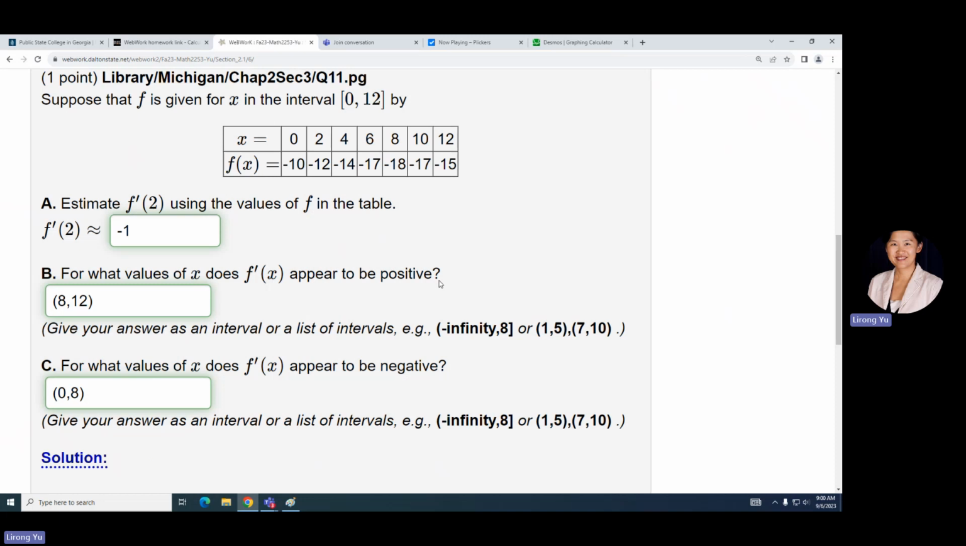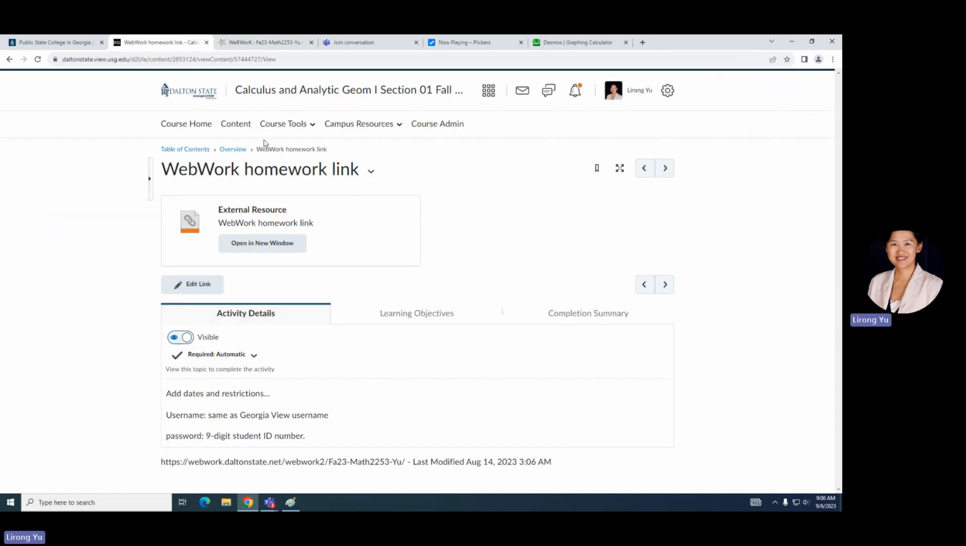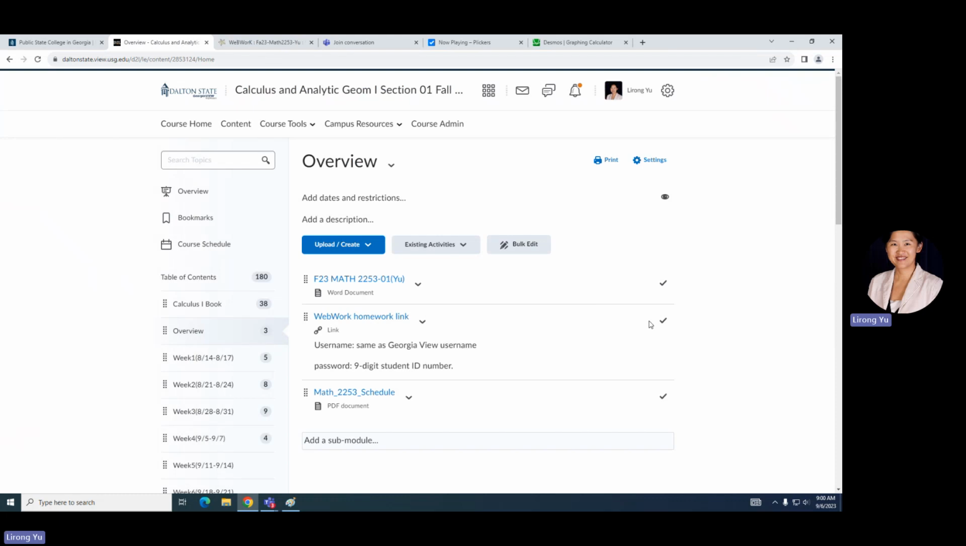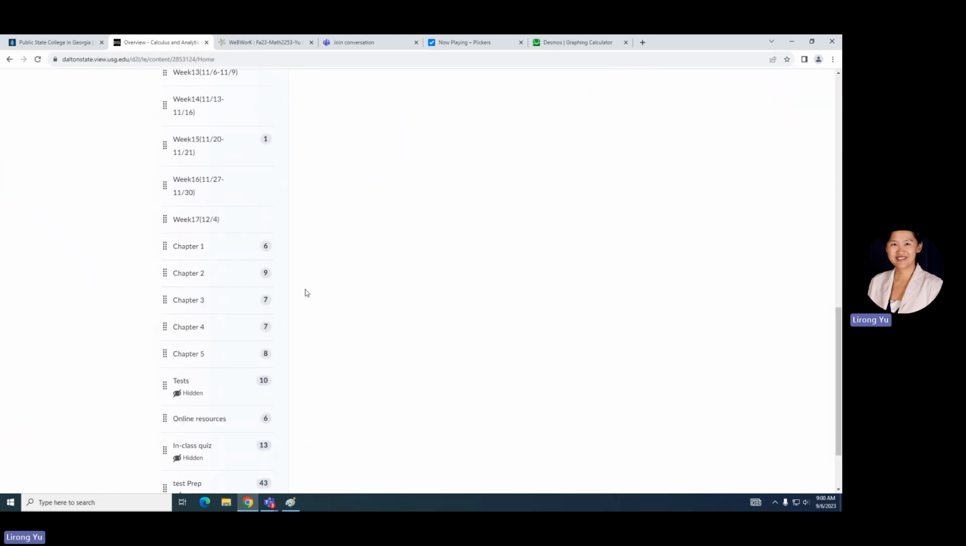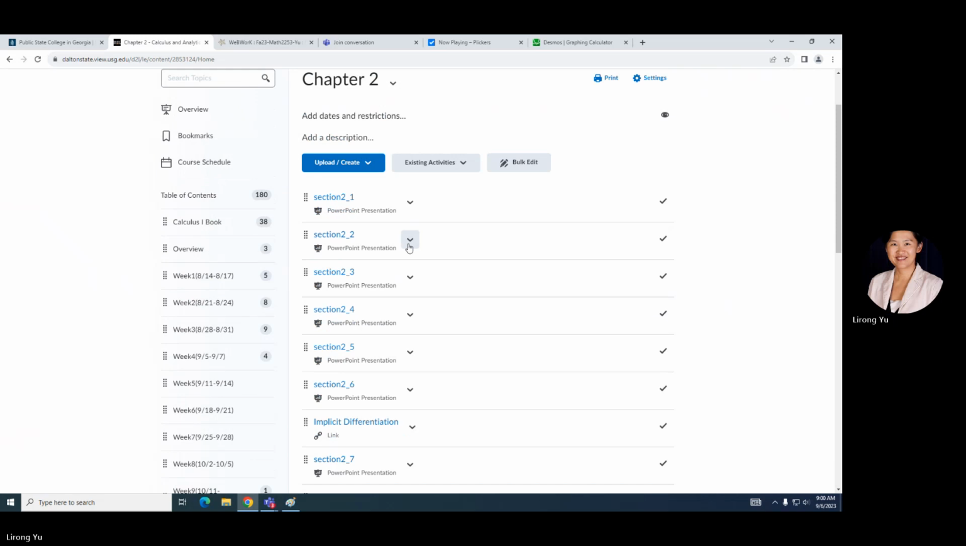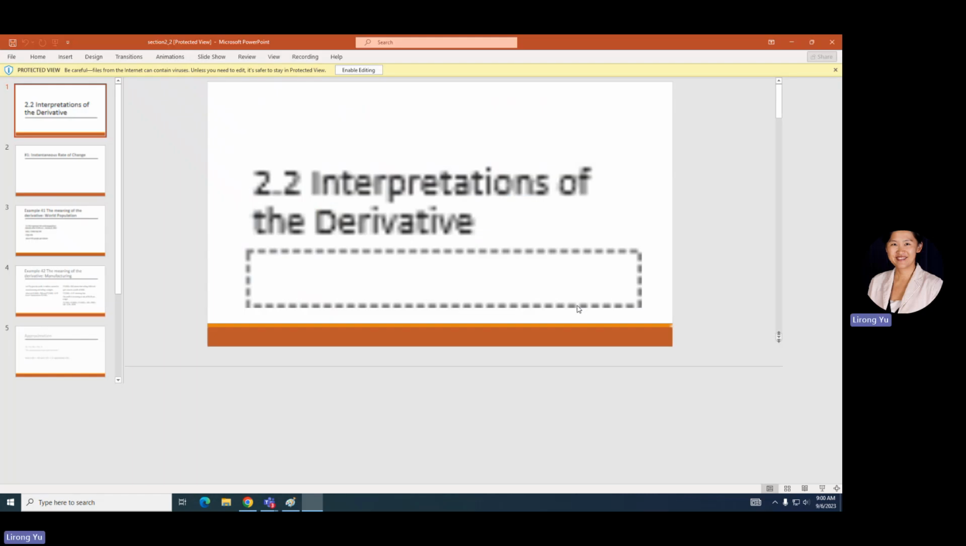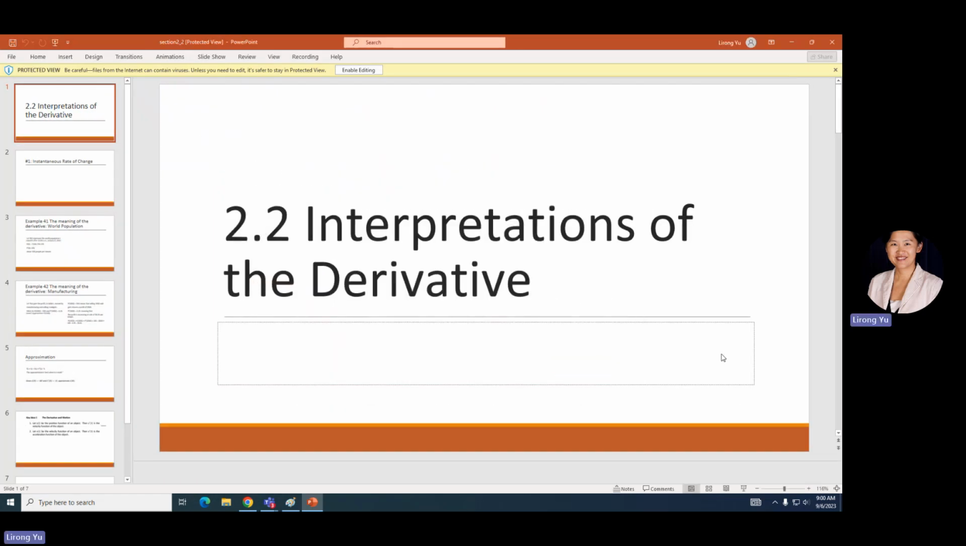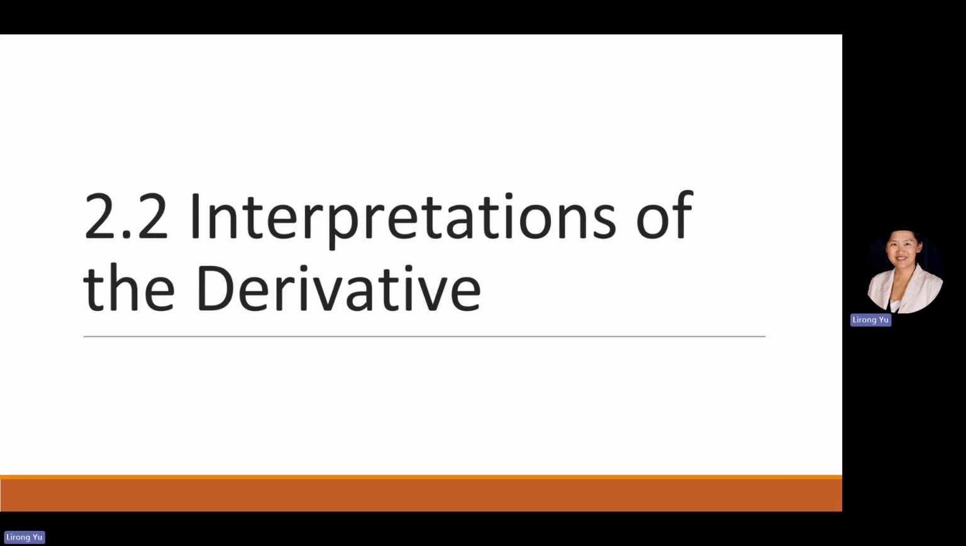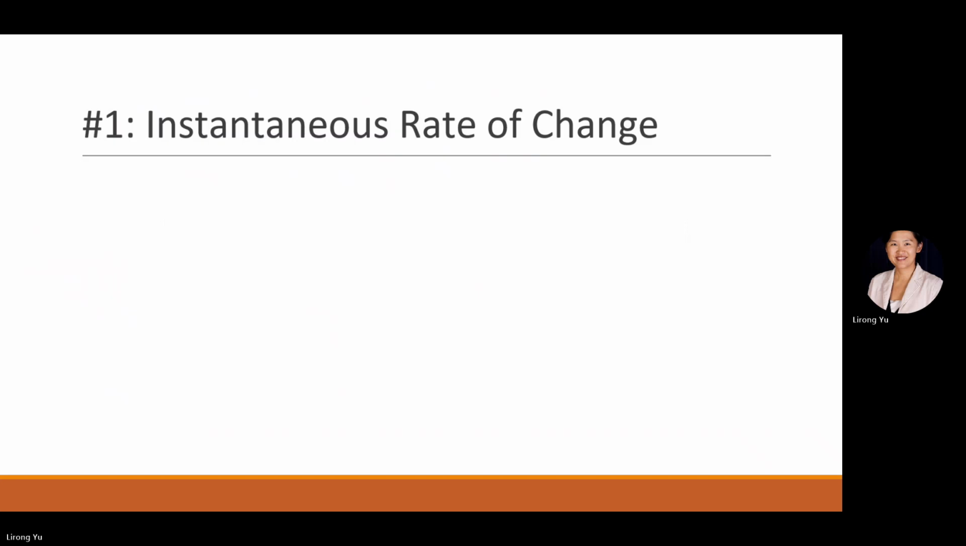Let's start a little on the second section of page 2. Basically, section 1 was the definition of the derivative. I guess it's really repeating what we're talking about. Since we defined the derivative, we want to be able to understand the meaning of the derivative. That's why the title is interpretation of the derivative.